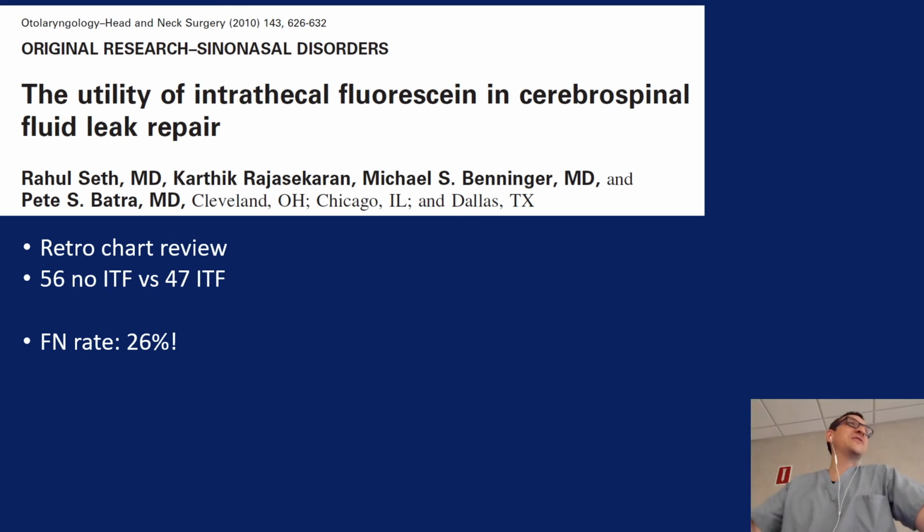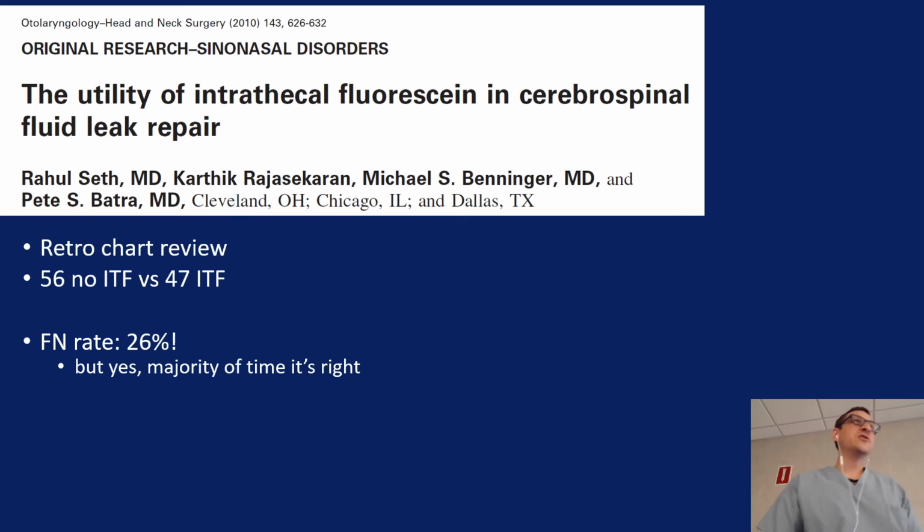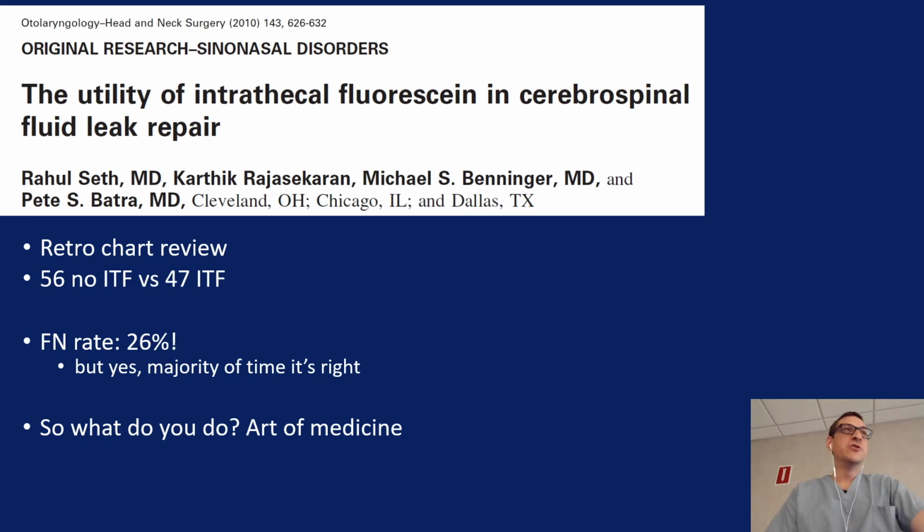Valsalva patients, do whatever you've got to do to try to stimulate that leak. I think it's a good test. I think looking back at our numbers, we're about to run our internal sensitivity and specificity, and it is accurate most of the time. So you will usually see it. It's just not perfect for sure. So what do you do? I say the art of medicine.